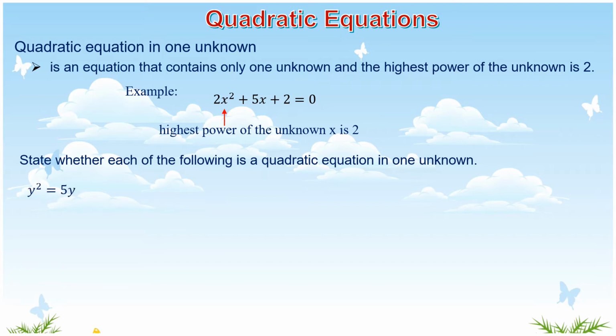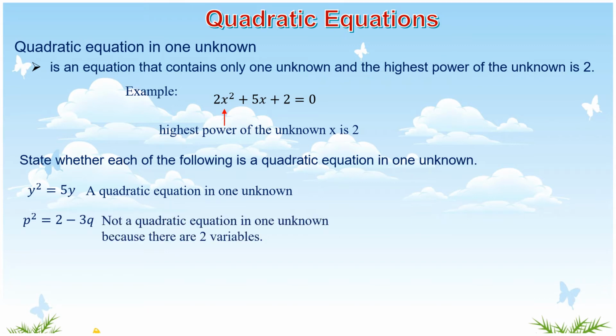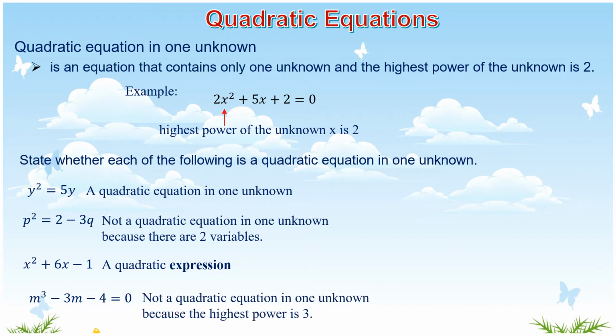In here, if we have y squared is equal to 5y, it is a quadratic equation in one unknown. How about p squared is equal to 2 minus 3q? Correct. It is not a quadratic equation in one unknown because there are two variables. How about x squared plus 6x minus 1? Correct. It is a quadratic expression. And how about m to the third minus 3m minus 4 is equal to 0? That's right. So it is not a quadratic equation in one unknown because the highest power is 3.